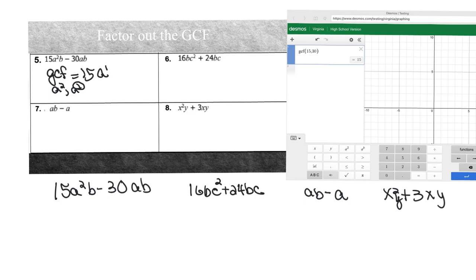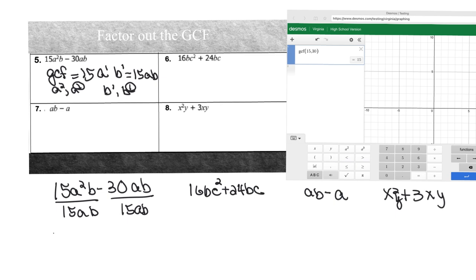I also have the variable b in both terms. I have a b to the first, and I have a b to the first. Okay, which is smaller, 1 or 1? They're the same. When they're the same, that means you're going to put that degree as the GCF, and this would become 15ab. All right, what do we do with that? Exactly as we did before, we're going to divide each term by 15ab.